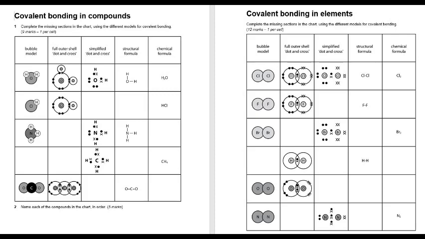The full outer shell dot and cross model requires you to draw the actual electron shell or energy level and show the electrons that belong to each atom. And you can see on those examples that some of them are drawn as dots and some are drawn as crosses. So if you look at the top example, the ones with the dots belong to the oxygen and the ones with the crosses belong to the hydrogen. They're just shown as dots and crosses to make it easier for you to see which electron originated on which atom.